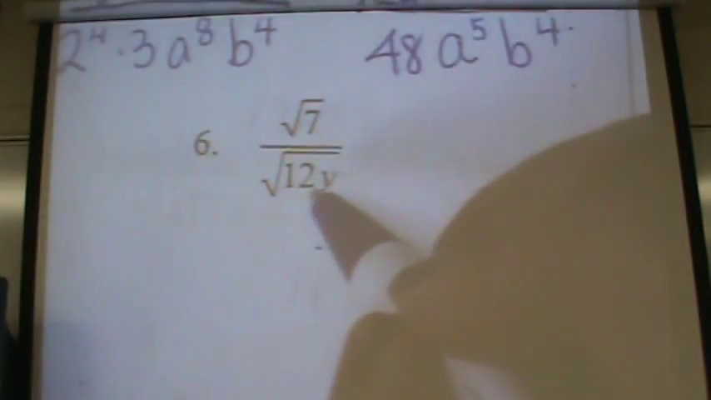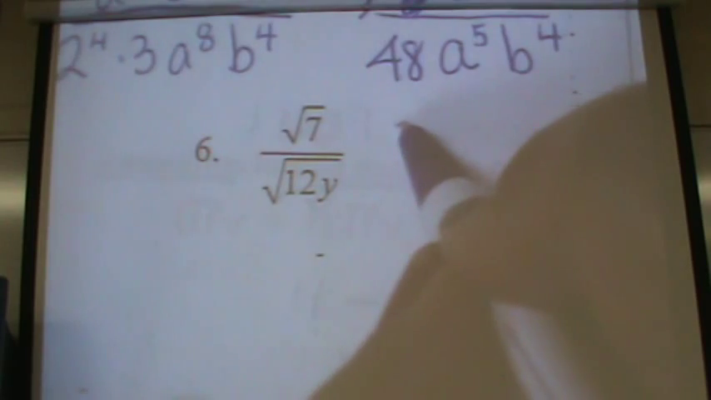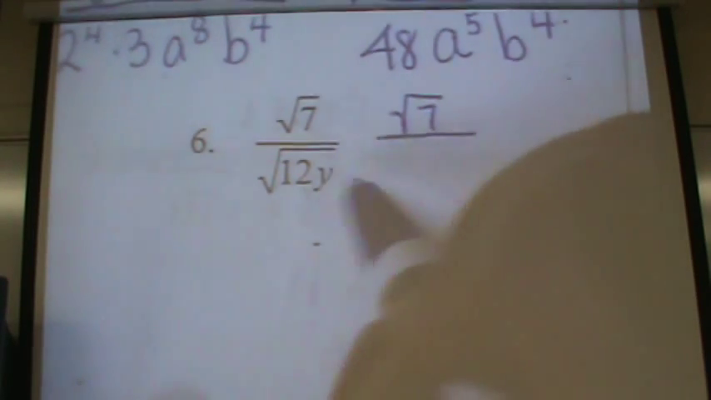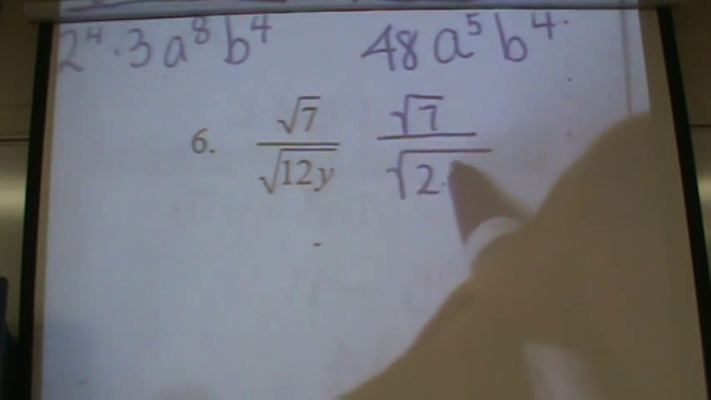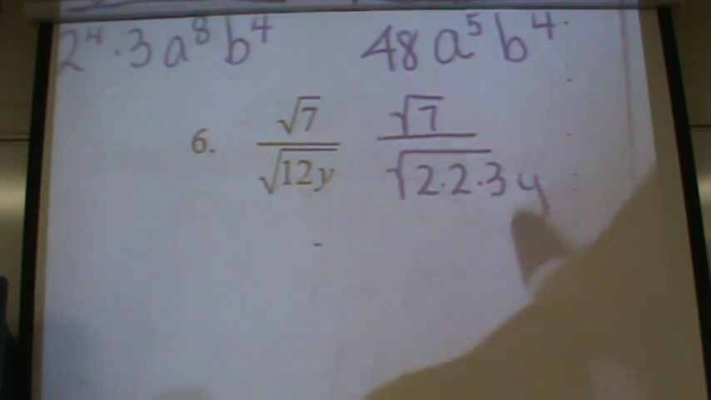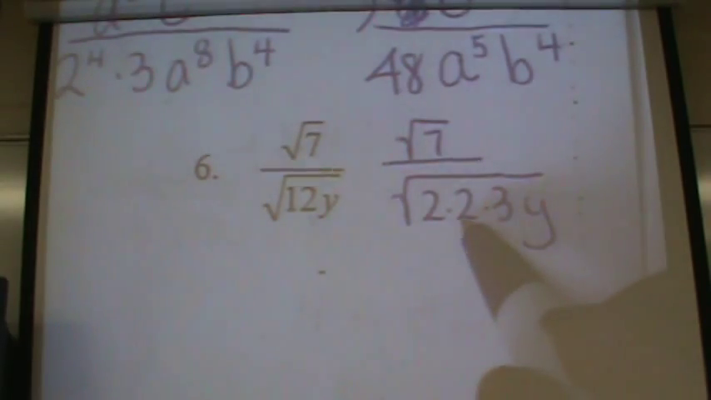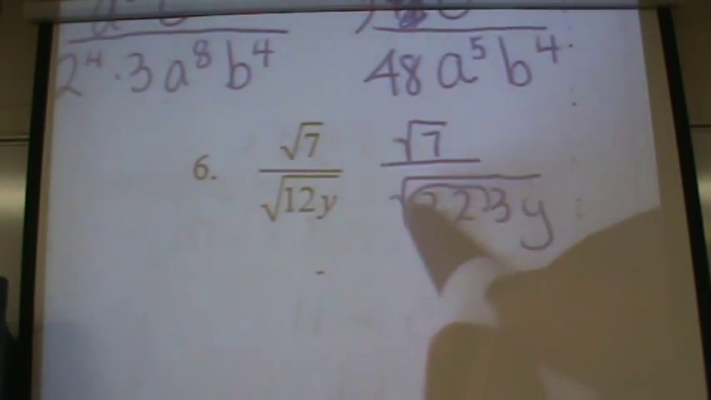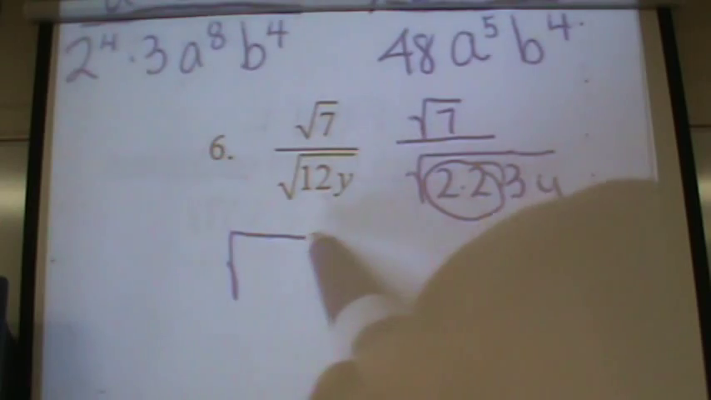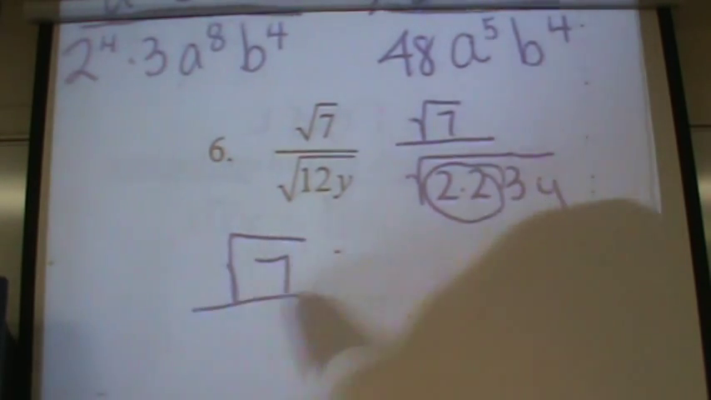Can you simplify 12? 7 is prime, I can't do anything with that, but 12 is 2, 2, 3, and y. Can I take anything out? 4 times 3 is 12. A 2. 2 2s, but it comes out as 1 2. I know what you meant.